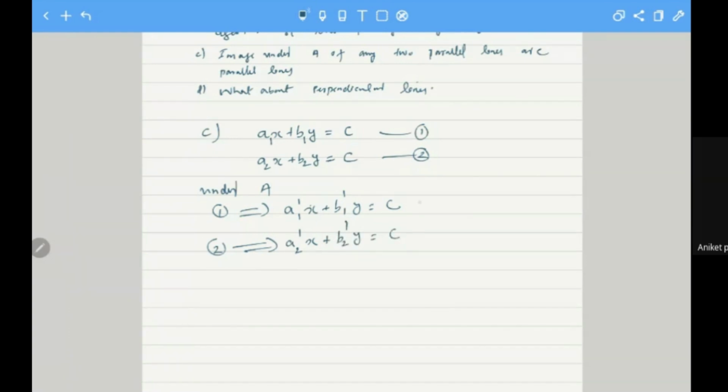So these are again clearly 3 and 4. 3 and 4 are also parallel because for both of them the C is the same. The coefficients of x and y are the same, and the C remains the same, and the coefficients only change. So the image is again parallel lines. It's clear.